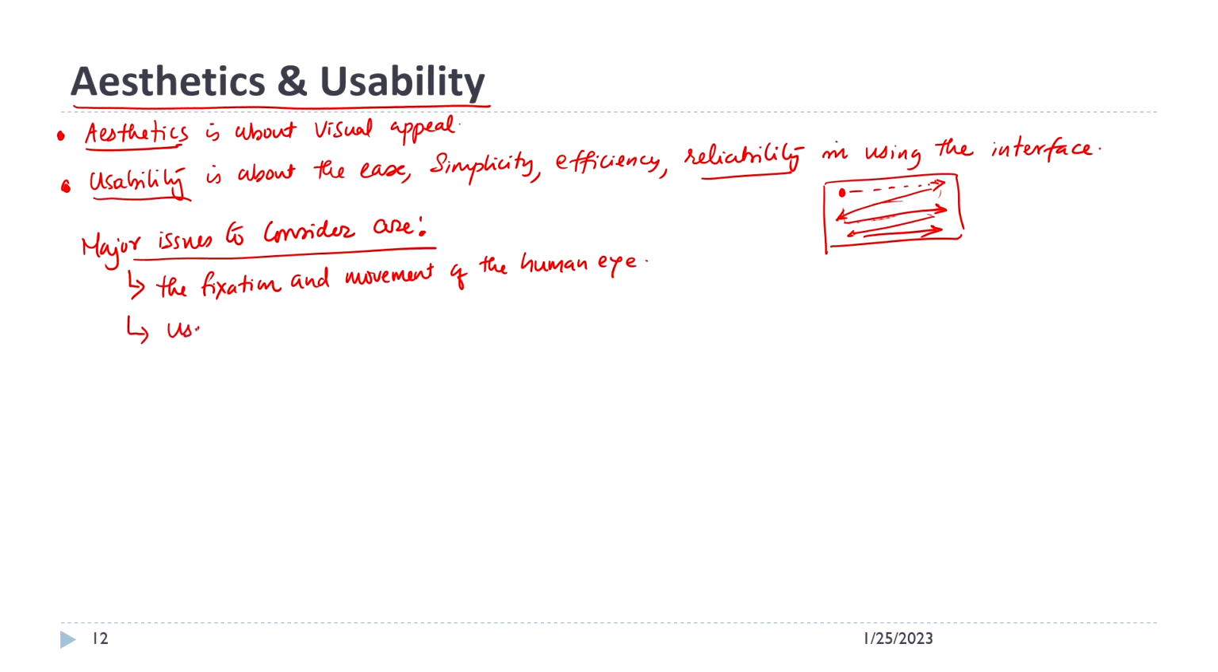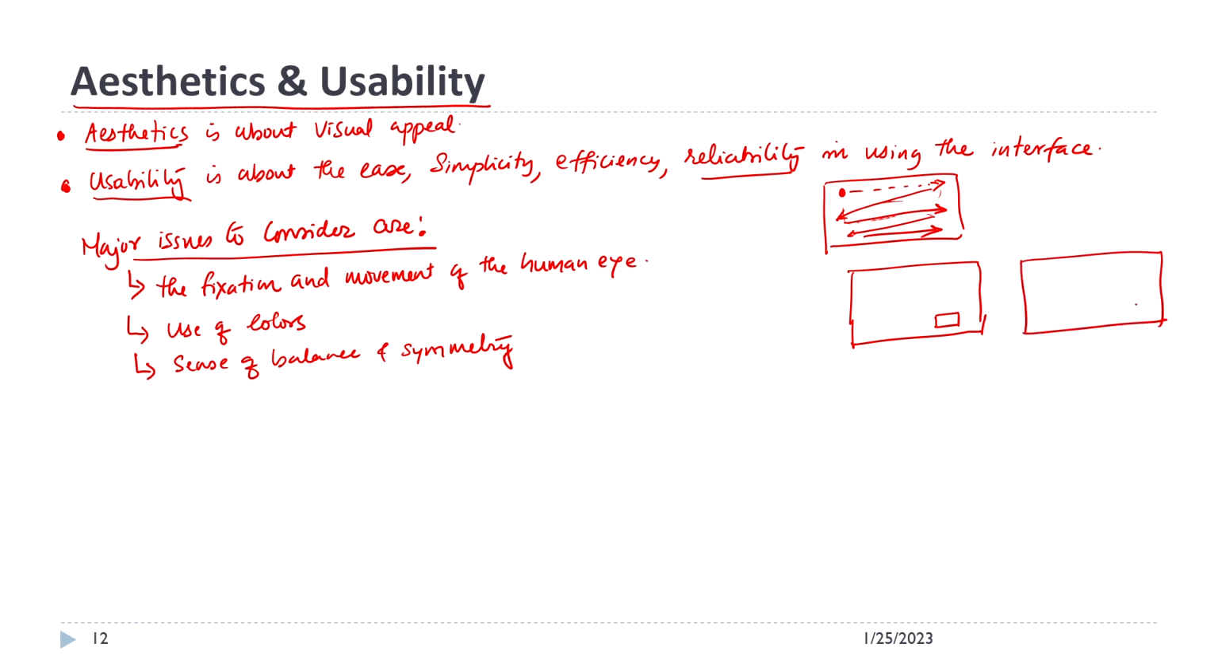Okay. Use of colors, okay. What type of colors: foreground color, background color, font color, etc. Then sense of balance and symmetry. Okay. Here you are talking about, say, you have one web page with a button of this size, and in another web page a save button, and in another web page a save button which is much larger than this one. You need to make sure that it all looks exactly the same.